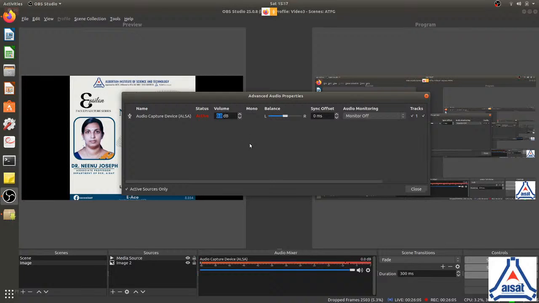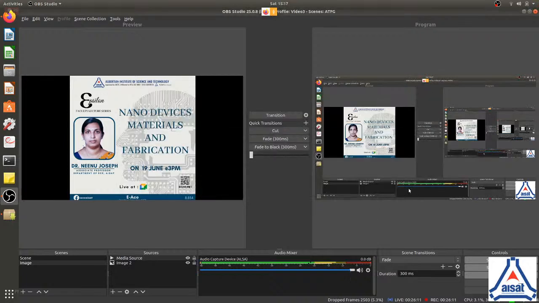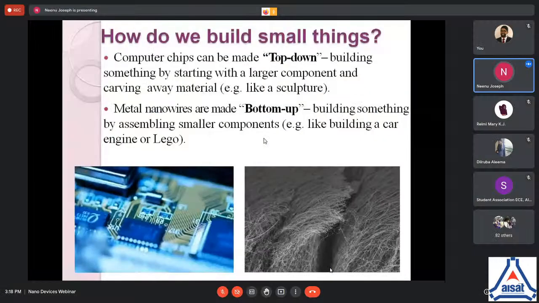How do we build small things? Computer chips can be made top down: building something by starting with a larger component and carving away material, like a sculpture. In the top-down approach, nano objects are constructed from larger entities without atomic-level control.